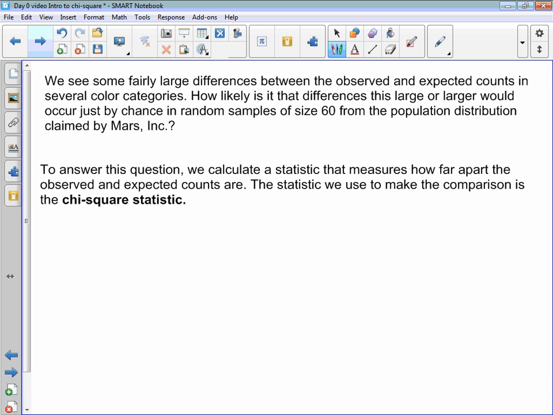And in our category, we see some fairly large differences. So how likely is it that we would get those by chance? And so we're going to create a new statistic, and that statistic is the chi-square statistic. It's going to measure how different our observed is from our expected. And if you took AP Bio, you may have seen this already.